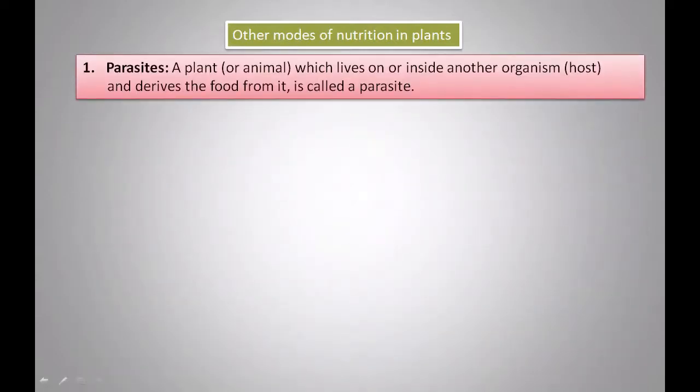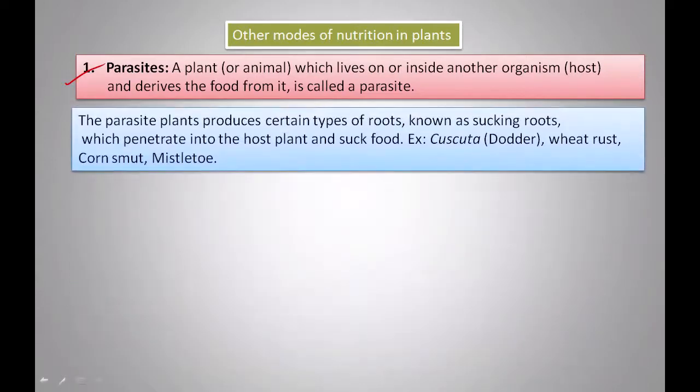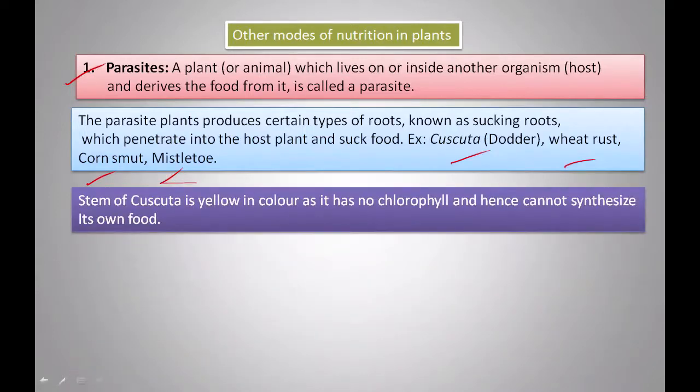Now, what are the other modes of nutrition in plants? They are parasites. A plant which lives on or inside another organism, the host, and derives food from it is called a parasite. The parasitic plant produces a certain type of roots called sucking roots, which penetrate into the host plant and suck food. Examples of parasitic plants are cuscuta, wheat rust, corn smut, and mistletoe.